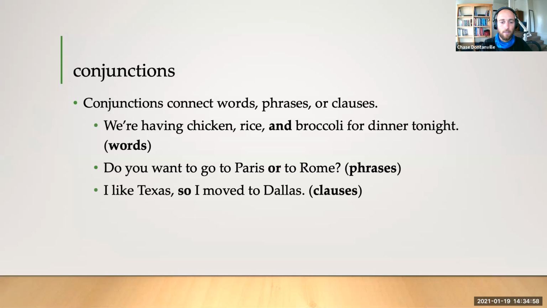I like Texas, so I moved to Dallas. This is connecting two clauses. I like Texas, I moved to Dallas. Those are two clauses, and we connect them with so. And I want to remind you that these conjunctions are important for what? For your writing, specifically when writing compound sentences, right? When you're combining two simple sentences, you have to use a conjunction.